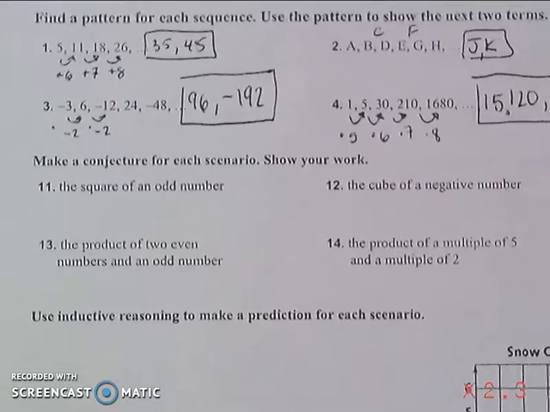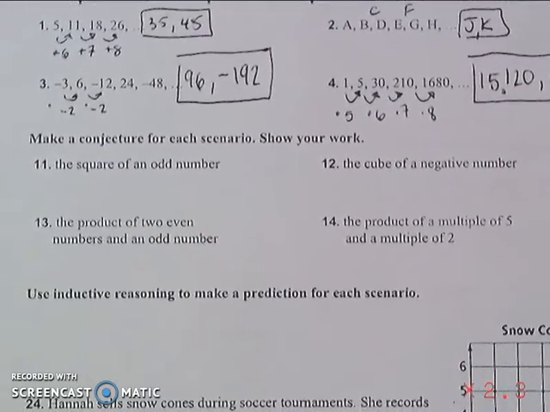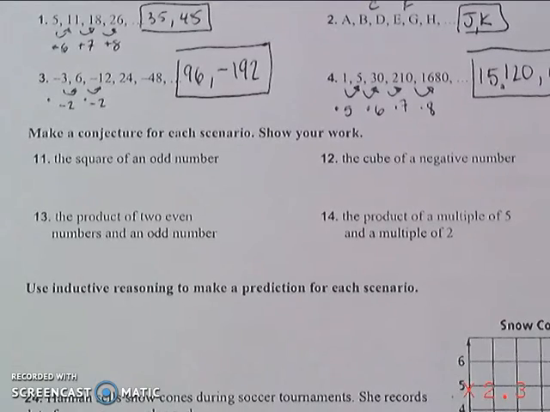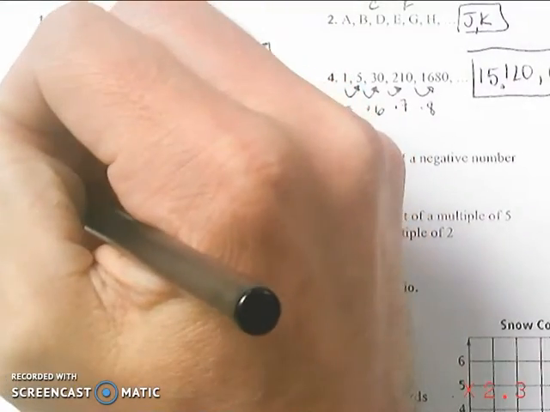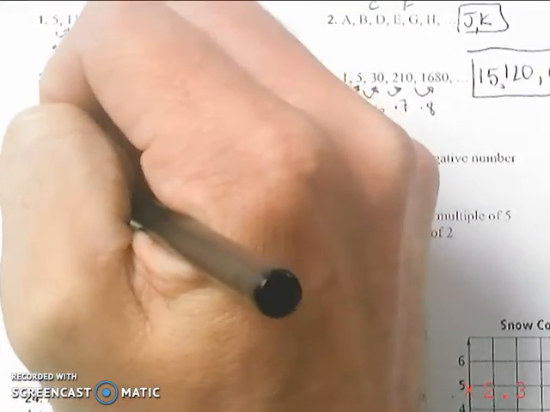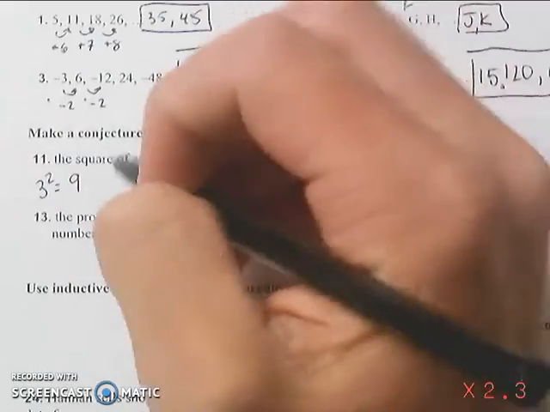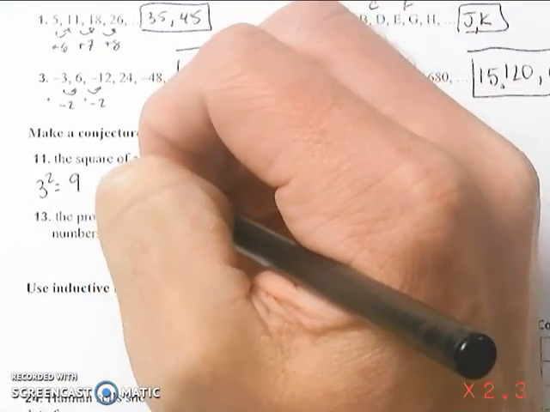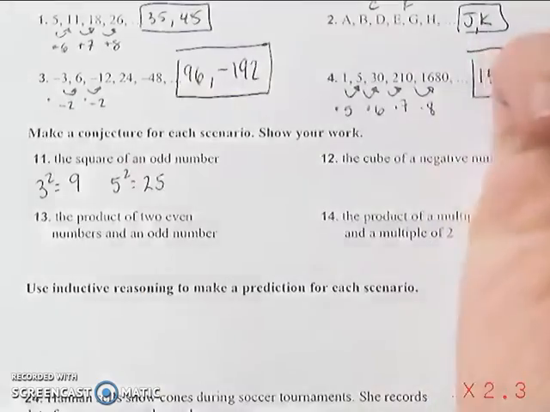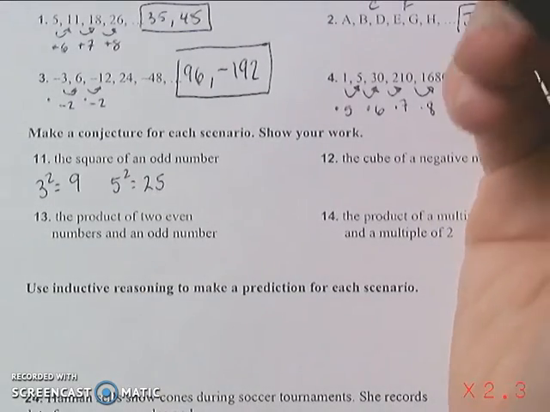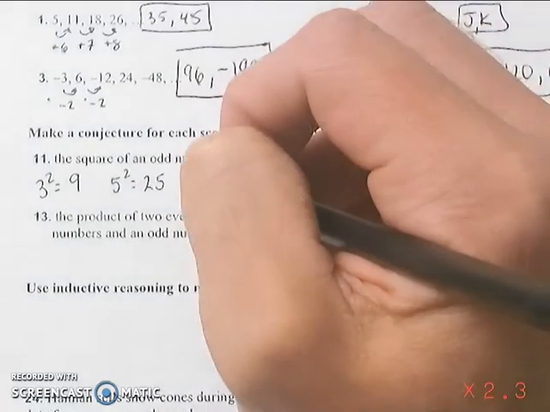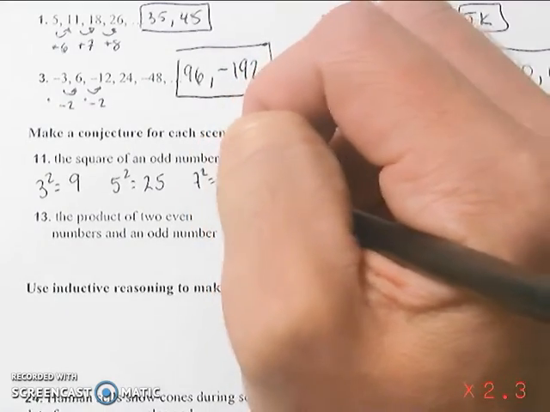Okay, so we're making a conclusion for each of these. The square of an odd number. Alright, so we need to make a conjecture for that. In order to do conjectures, we want to think about what happens if I square an odd number. Okay, so let's do 3 squared. What do I get? I get 9. Let's try another one. Let's do 5 squared. I get 25. Let's see, 7 squared is 49.